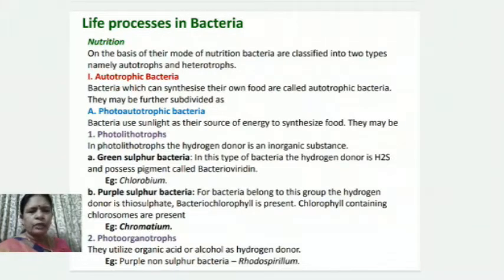Then photoorganotrophs. They utilize organic acid or alcohol as hydrogen donor. Example, purple non-sulfur bacteria, that is Rhodospirillum.